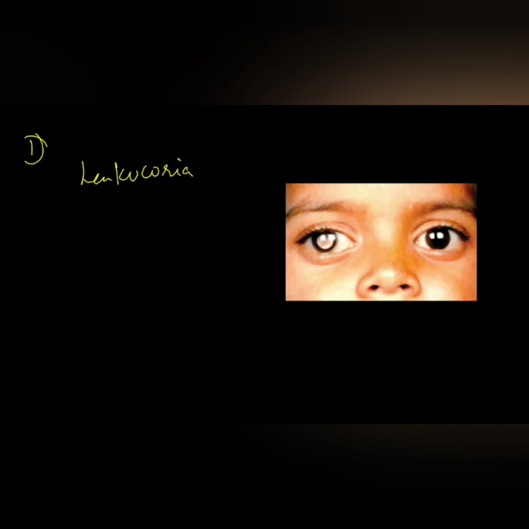In stage 1, usually you will have leukocoria. Leukocoria is nothing but a white pupillary reflex. What you can see over here on the right side is the white pupillary reflex. This is also called the amaurotic cat's eye appearance.